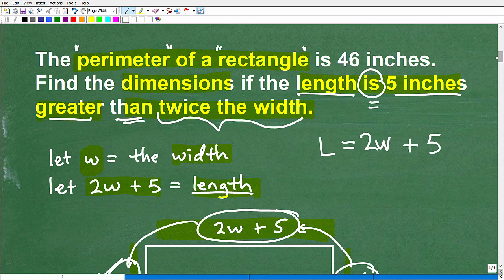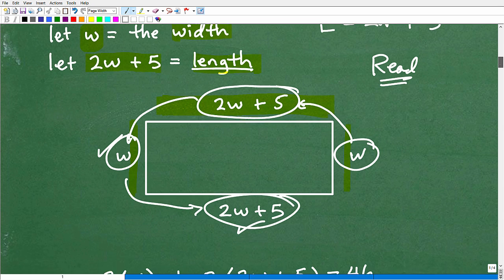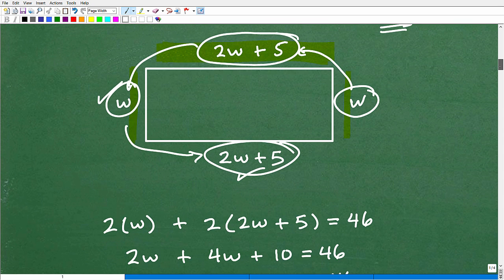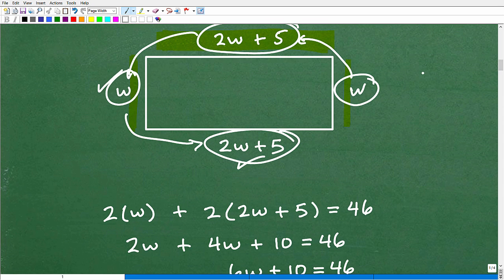You're like, oh boy, he wasn't lying about reading. Yeah, listen, I've been doing this stuff for a long time, and I'm telling you right now, read, reread, go back to the problem. So the perimeter of the rectangle is 46 inches. Now remember, I said we want to set up some sort of equation. So if I add all these up, I know the answer is going to be 46 inches.